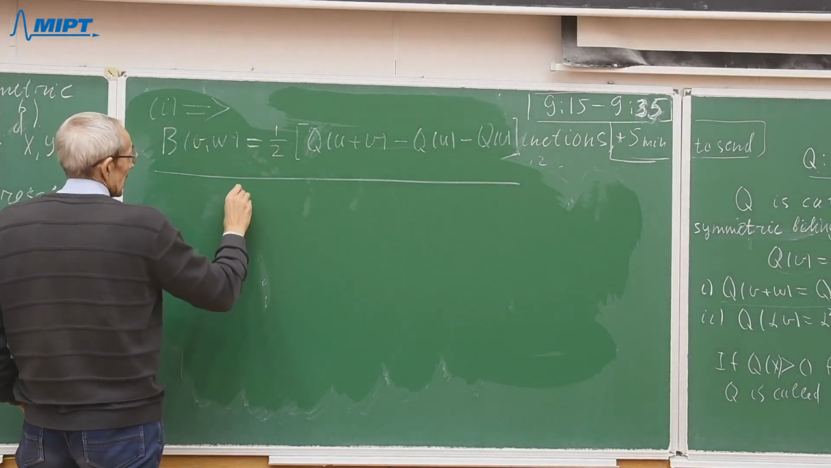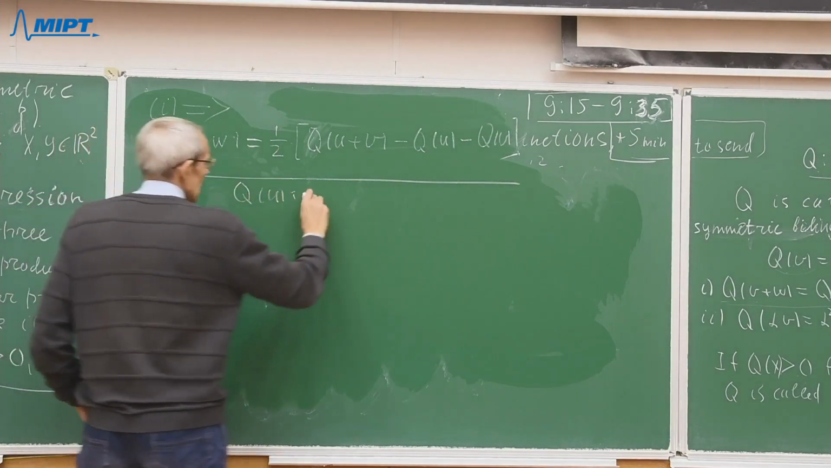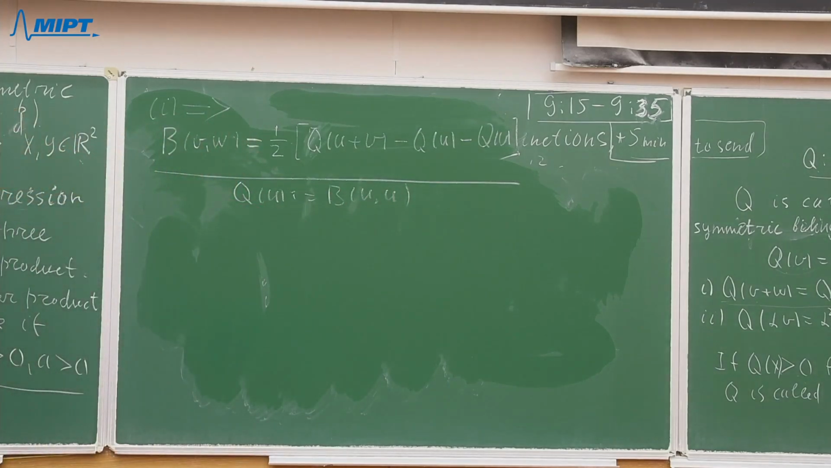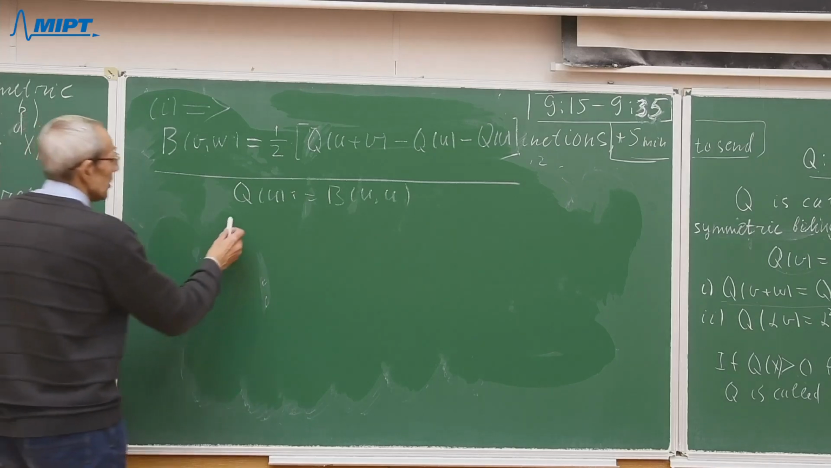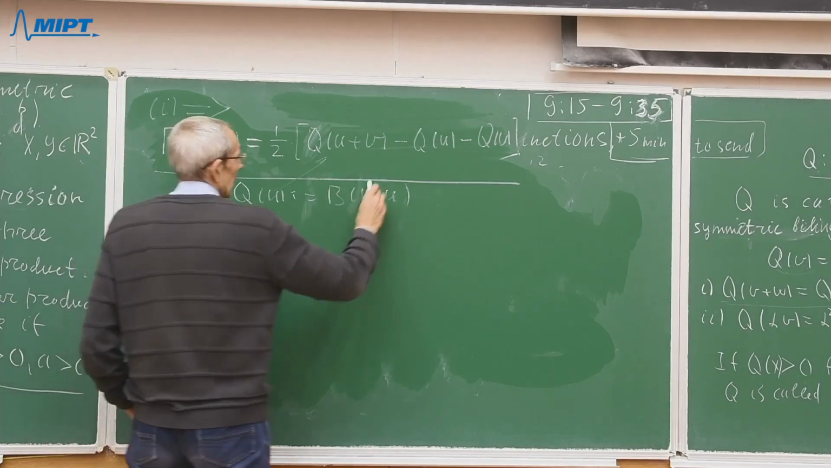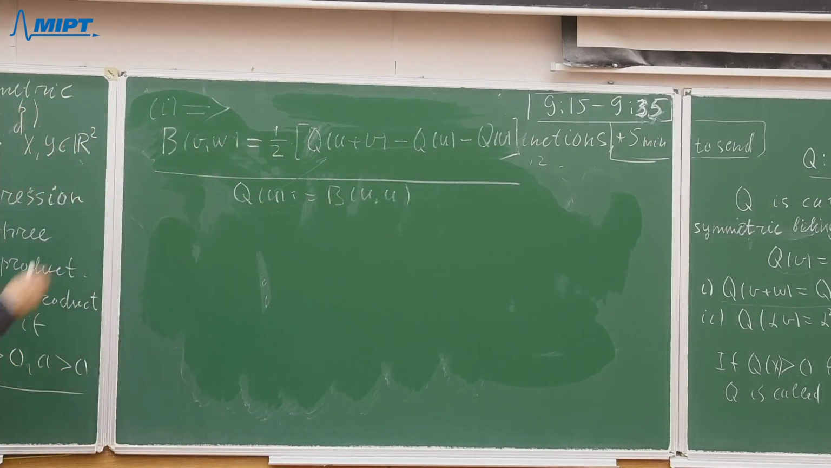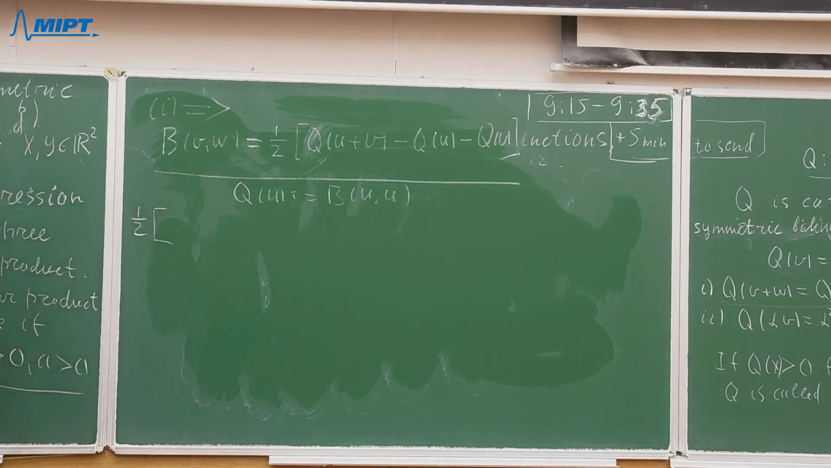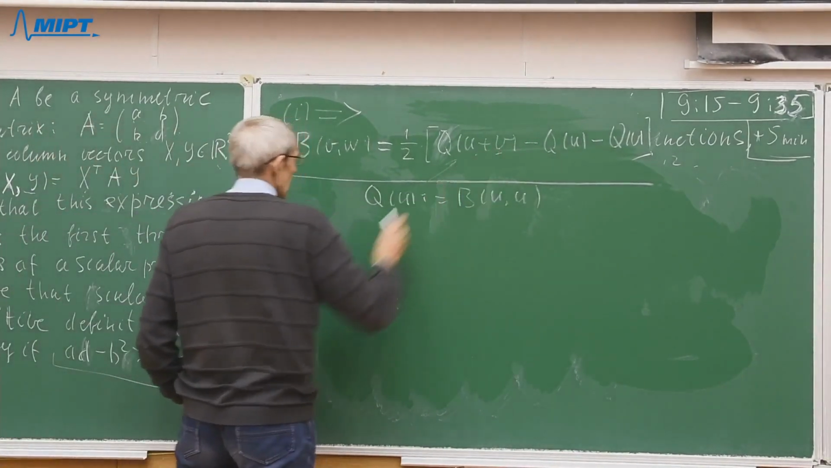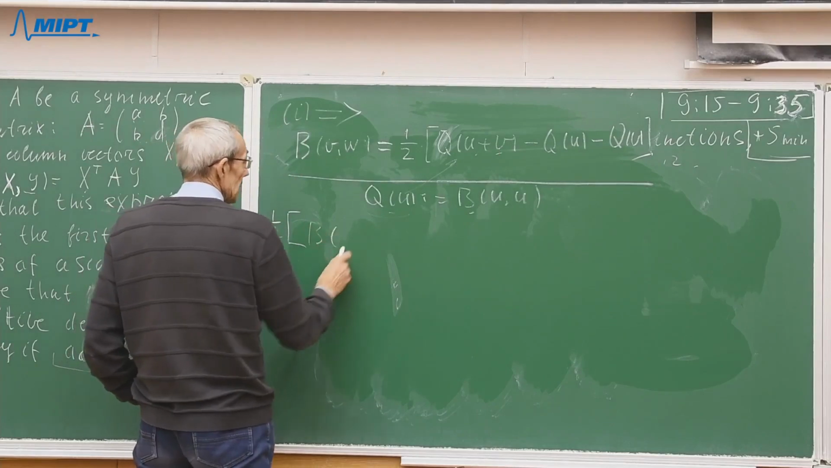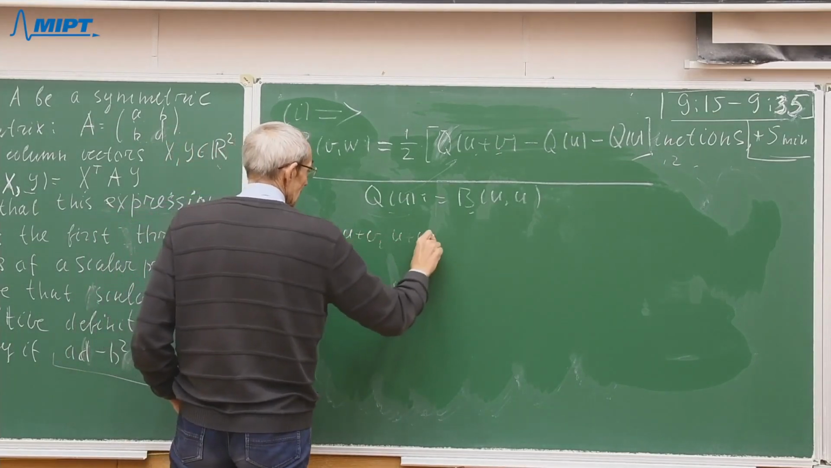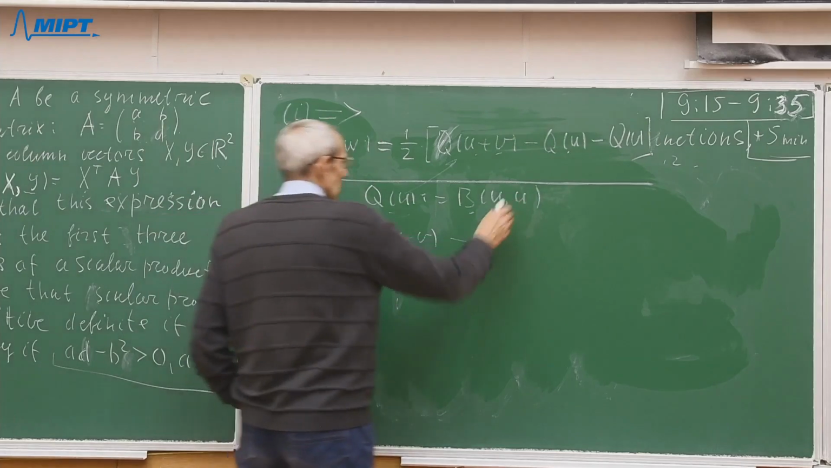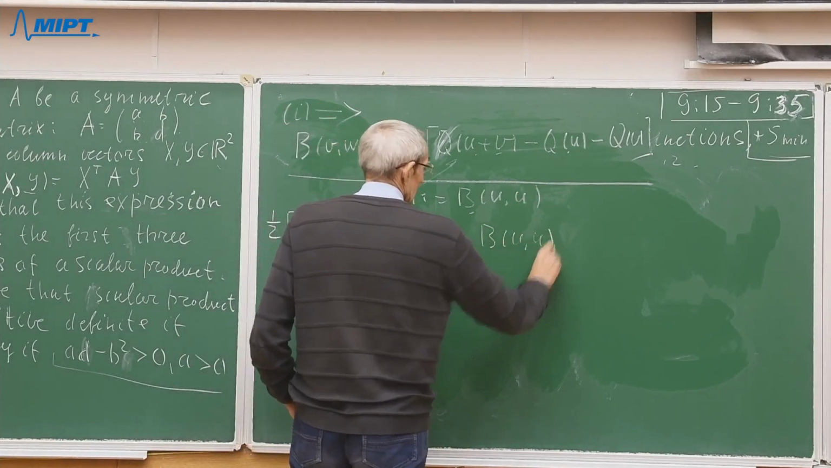By definition, the quadratic form Q(U) is equal to the value of the bilinear form on the pair of coinciding vectors. If we substitute this expression into the right hand side of this equality, we obtain that the right hand side Q(U plus V) by definition is equal to B(U plus V, U plus V).